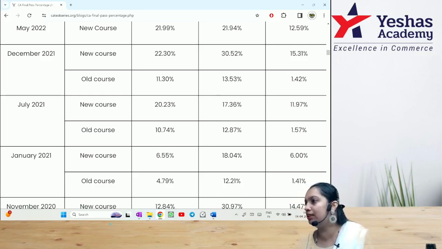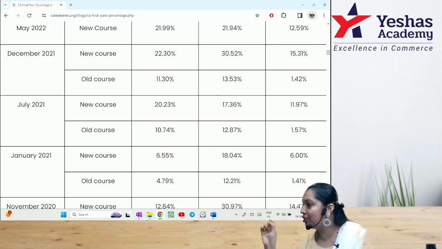If you take more than 2 attempts, I know of a CA who cleared in fourth attempt, one of the groups, and his package was 25,000 per month. It was pathetic. Your BCom will pay you much more. So don't just depend on CA. CA final is not easy.